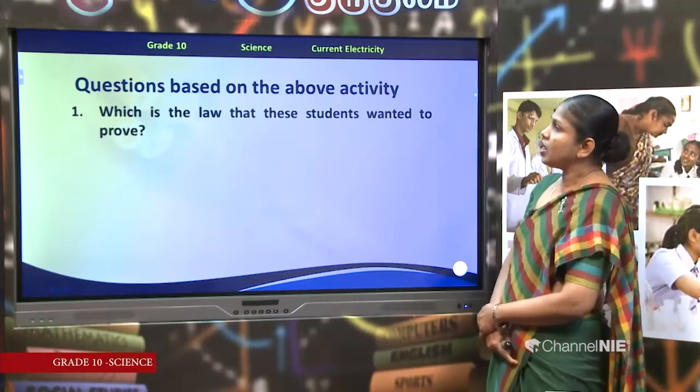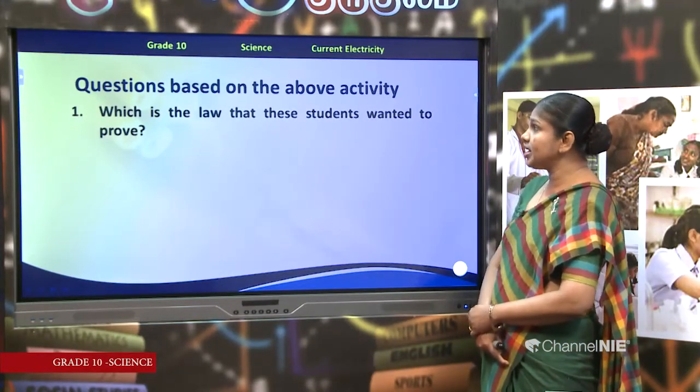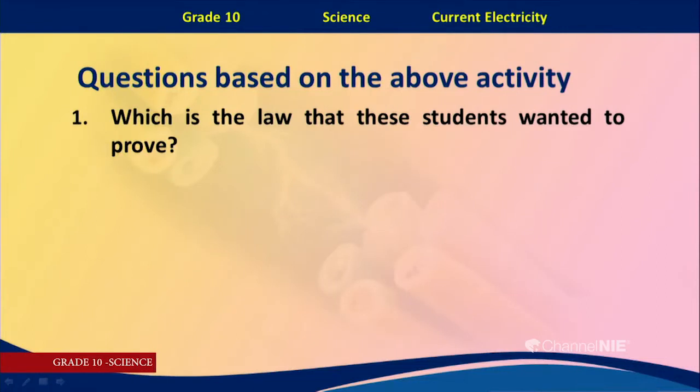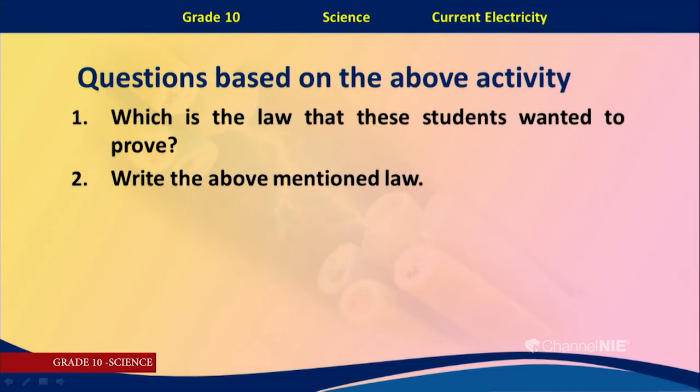First, which is the law that these students wanted to prove? What is the law, children? Ohm's law, right? Next question. Write the above mentioned law. How to write the law, children? This law states that when the temperature of a conductor remains constant, the current flow through the conductor is directly proportional to the potential difference across it. This is how you must write Ohm's law.